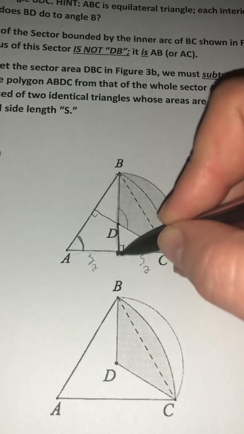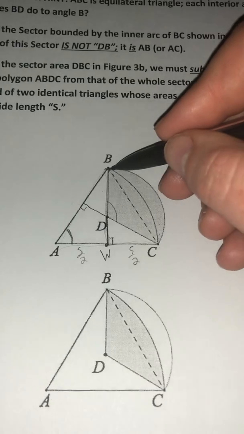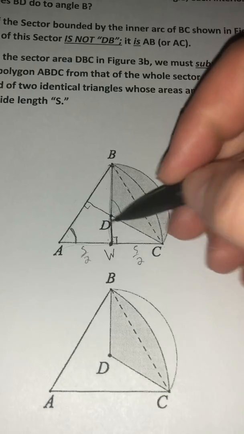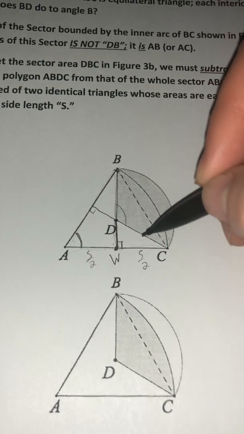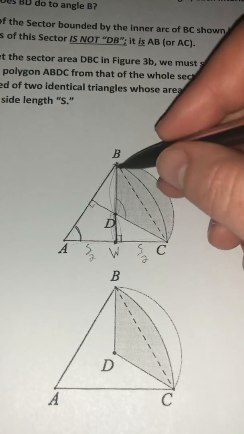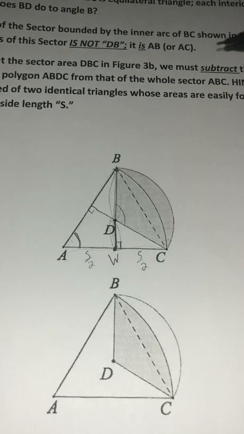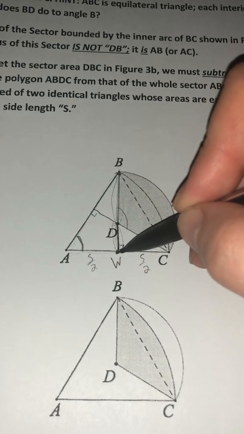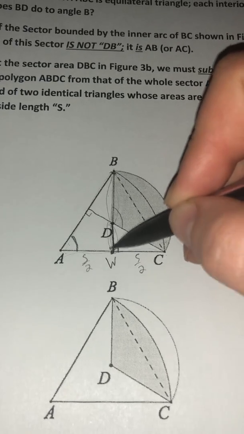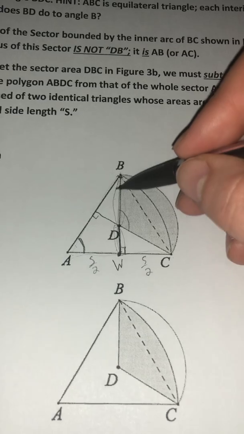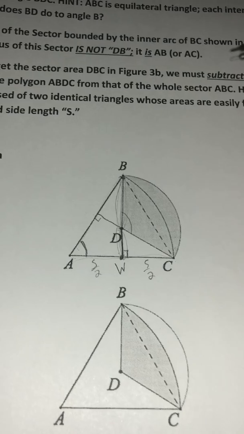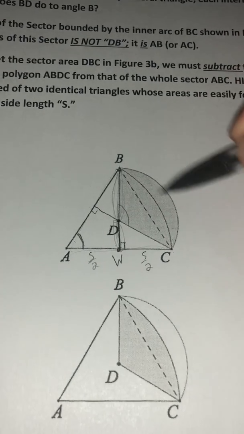I'm going to give this point a name here just so I can talk about it. So BW is now a median in my triangle where D is the centroid. So this is 1/3 of the whole thing, this is 2/3 of the whole thing. That's where that's going to come in. So if you know that this is S over 2, you should be able to come up with an expression for BW using special right triangles. And then knowing that BD is 2/3 of BW, that's going to get you your radius for this sector.